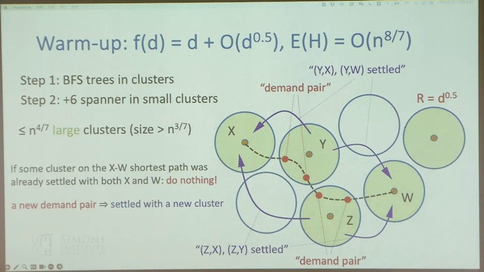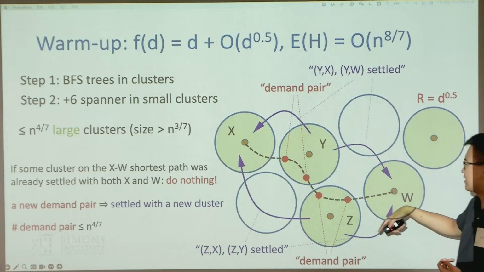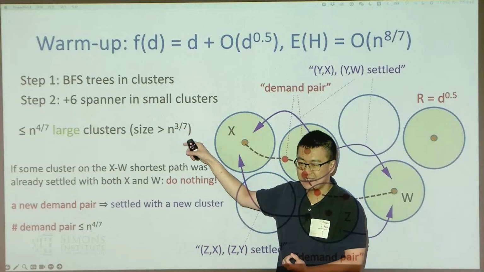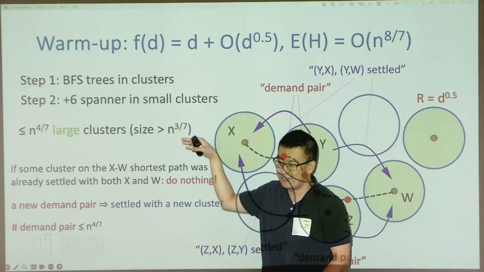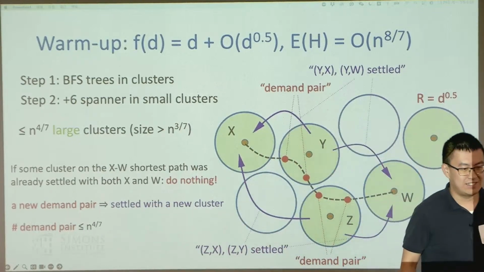Every round, a cluster gets a new demand pair, but only when it gets settled with a new large cluster. So the number of demand pairs it collects in the end is at most n to the 4/7. So the number of demand pairs we preserve inside it is at most n to the 4/7. Recall its size is at least n to the 3/7, so the number of pairs is at least n to the 6/7, but we only preserve n to the 4/7.